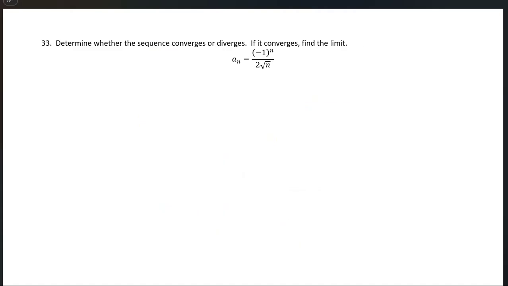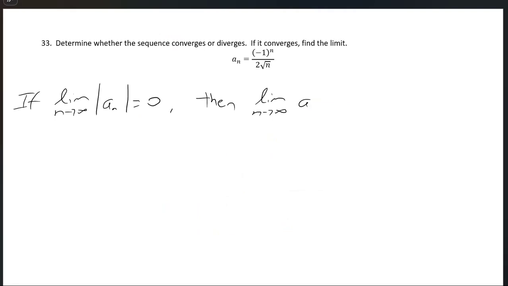33, what about this guy? You might have to use one of the theorems that you should have learned. Okay. You got to be careful with the theorem as well. Let me write the theorem. If limit n goes to infinity, absolute value a sub n is equal to 0, then limit as n goes to infinity of just a sub n is 0 as well. Okay? This is the theorem, and you have to be careful. It's when it's 0. It cannot be anything else.